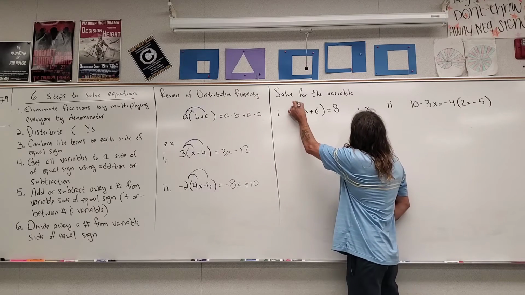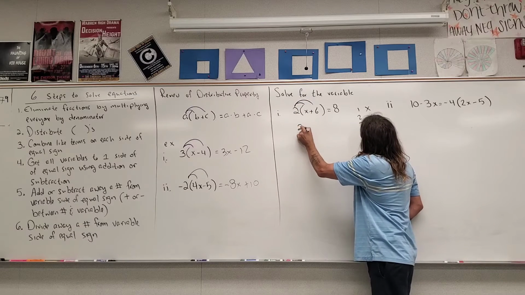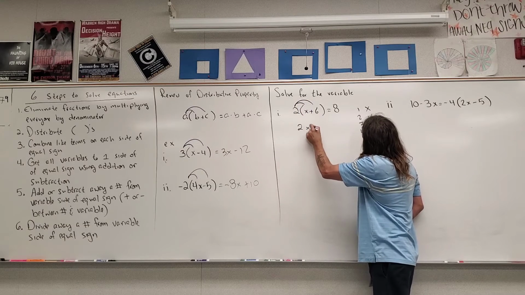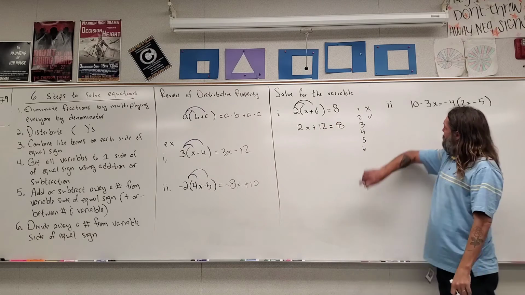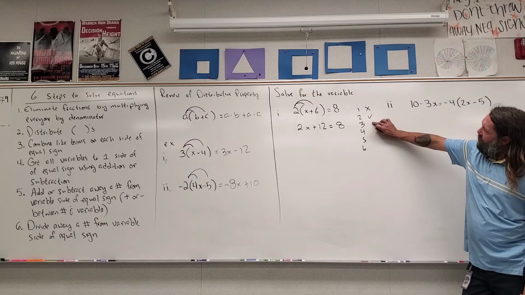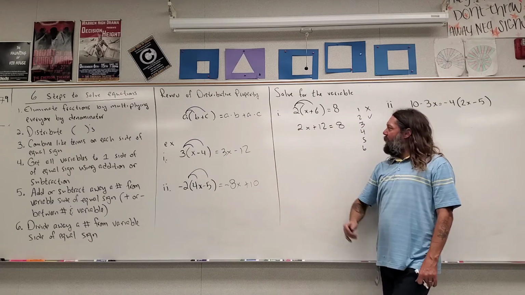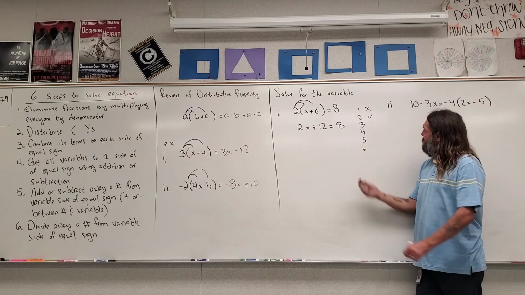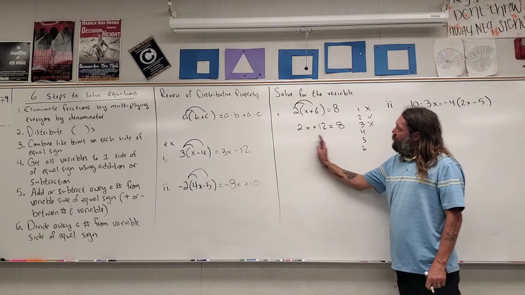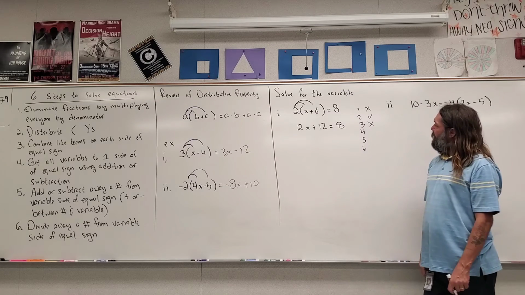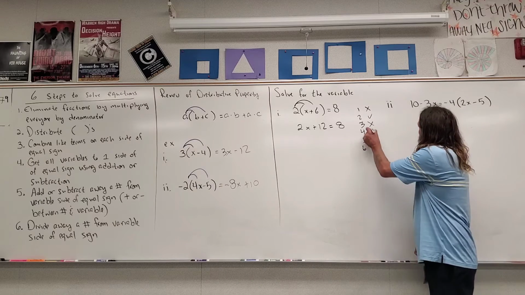And what I'm going to do is I'm going to distribute the 2 to the x and the 2 to the 6. 2 times x is going to give me 2x, and 2 times 6 is going to give me 12. And that's equal to 8. All right. Step 3, can I combine like terms on each side of the equal sign? On the left side of the equal sign, these are not like terms, so I can't do that. There's no one to combine over here, so I cannot do step 3. Step 4, get all variables to one side of the equal sign using addition or subtraction. I don't need to do that because all my x's are on the left-hand side.